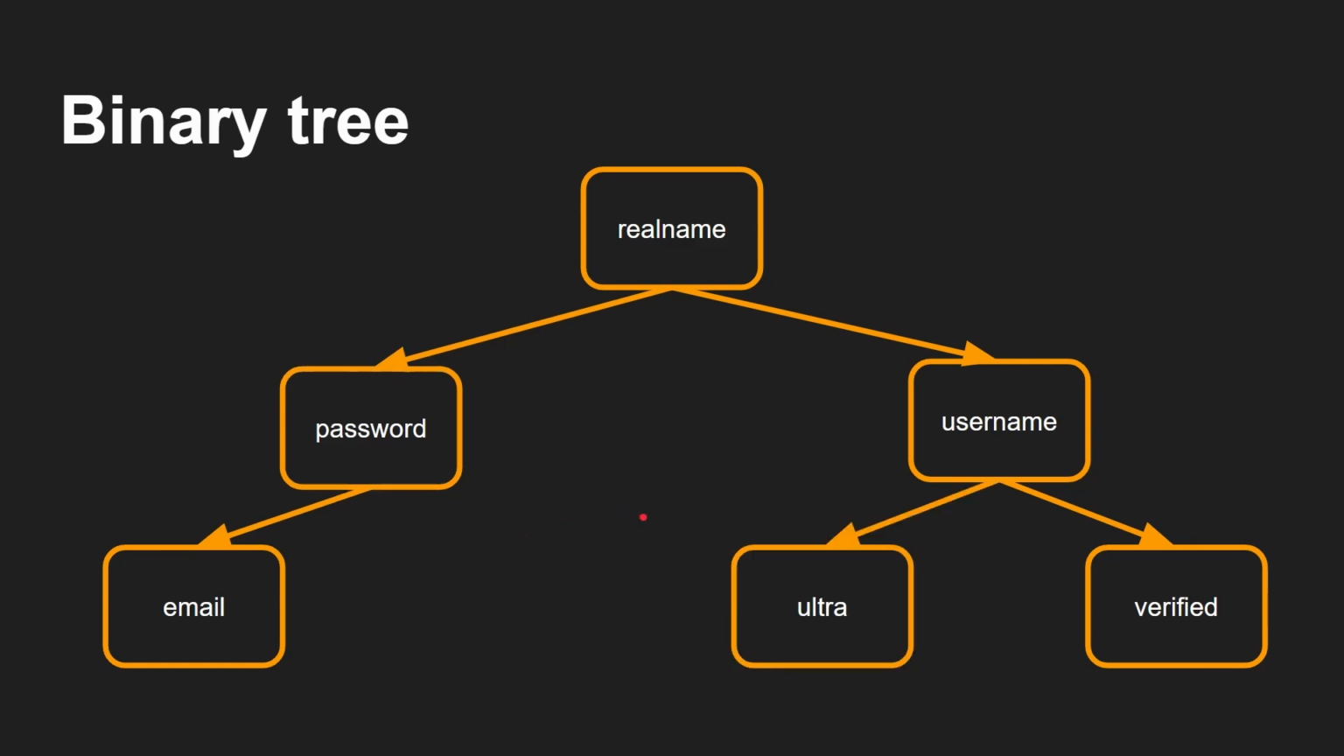For example, if I had the word ultra in here, then I'd go to real name, username, then I know UL is to the left, and I'd find ultra rather than going to the right where I'd find verify. So you can have that, and you can have this on a massive scale.